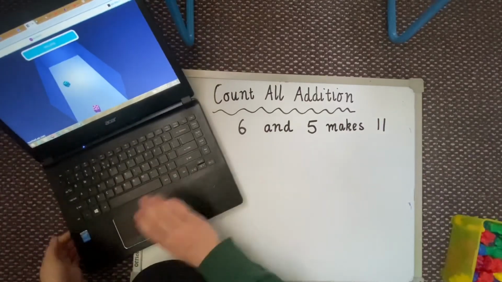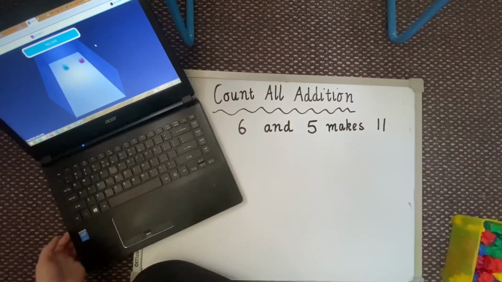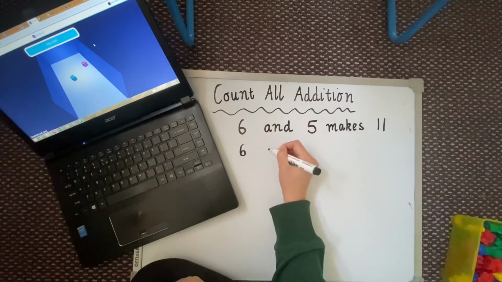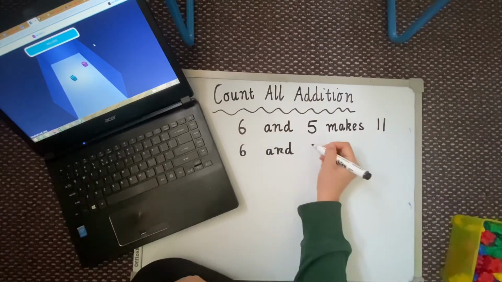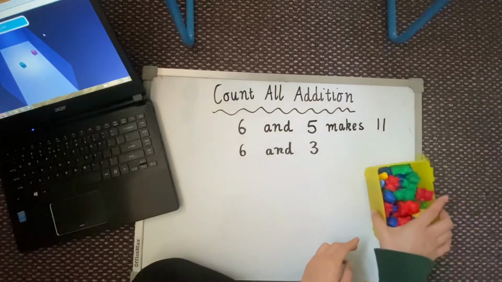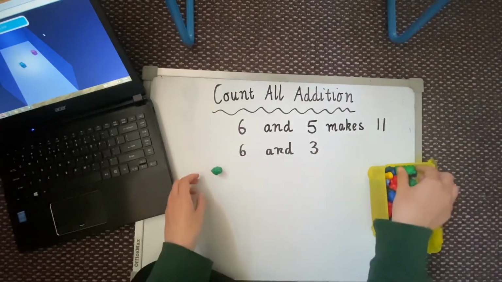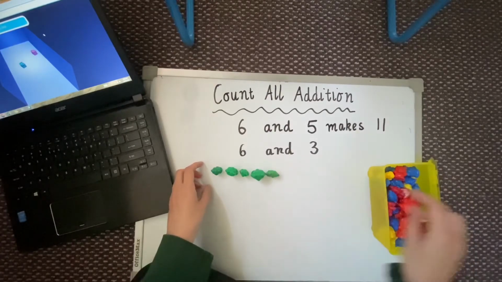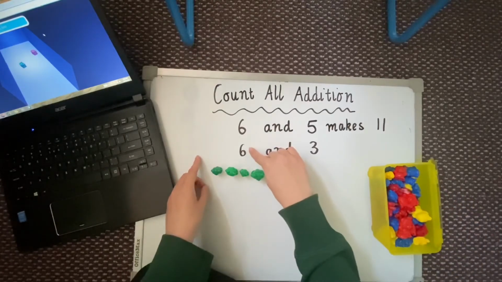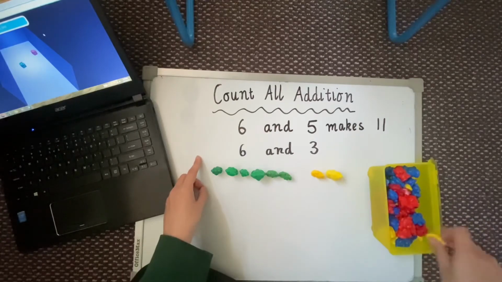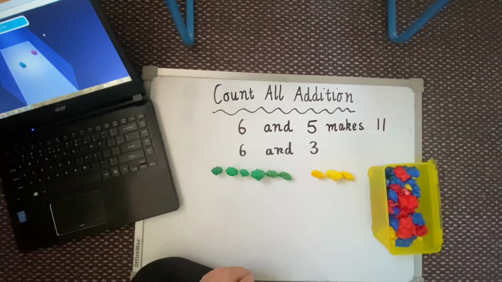So I roll the dice again. Ooh, this time it's 6 and 3. Okay, let's make our numbers. I'm using the teddies, but you can use whatever you like. 1, 2, 3, 4, 5, 6. There's our 6, and now I have to make 3. 1, 2, 3. Let's use Count All to count all of these objects and figure out how many there are all together.